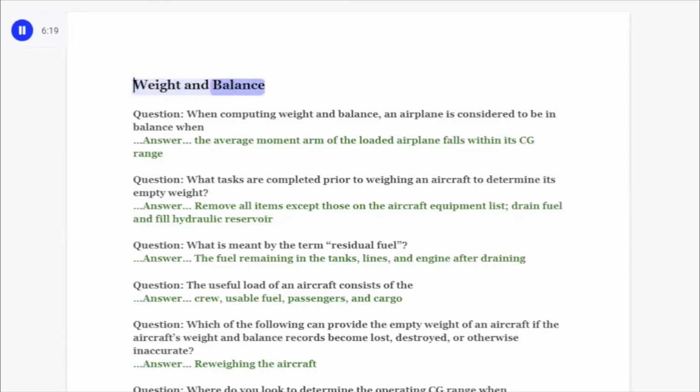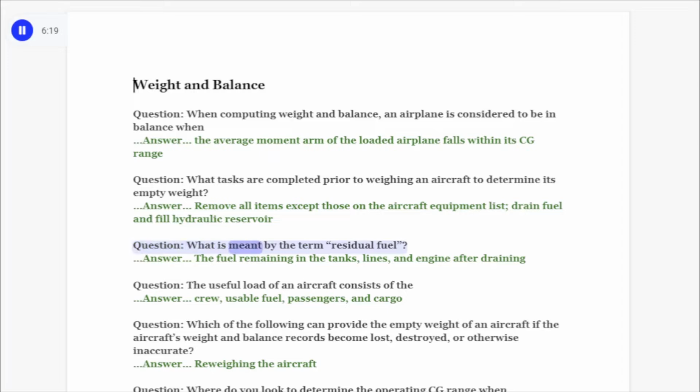Weight and balance. Question. When computing weight and balance, an airplane is considered to be in balance when? Answer. The average moment arm of the loaded airplane falls within its CG range. Question. What tasks are completed prior to weighing an aircraft to determine its empty weight? Answer. Remove all items except those on the aircraft equipment list, drain fuel and fill hydraulic reservoir.